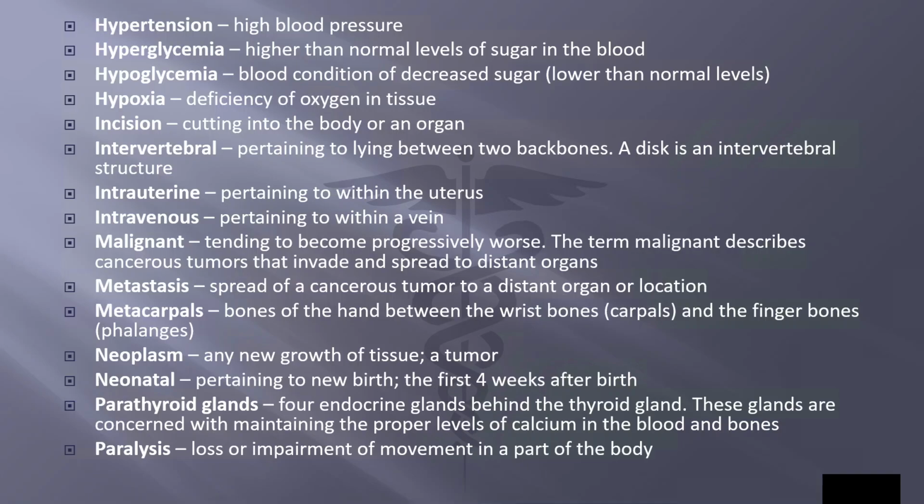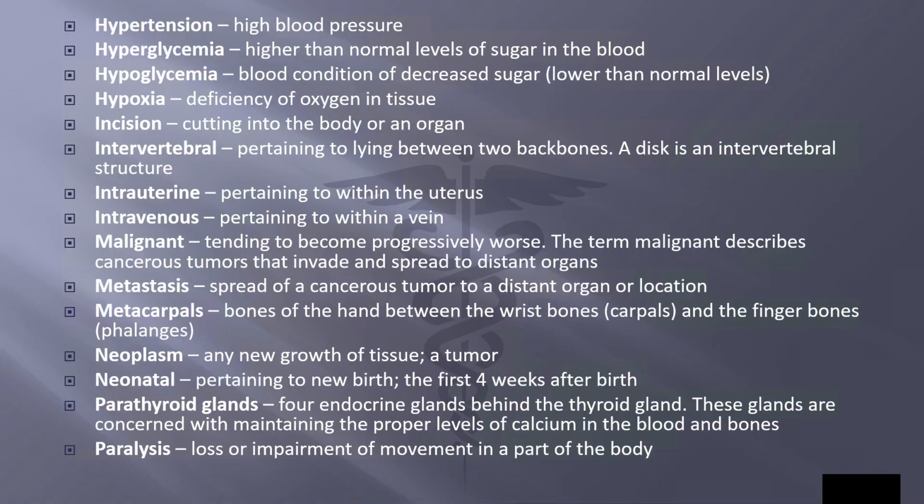Our next prefix, para, means beside, near, or along the side of. Parathyroid glands. These are 4 endocrine glands behind the thyroid gland. These glands are concerned with maintaining the proper levels of calcium in the blood and bones. Figure 4.11 shows parathyroid glands. These are 4 endocrine glands on the posterior or backside of the thyroid gland. So these again regulate the amount of calcium in bones and in the blood.